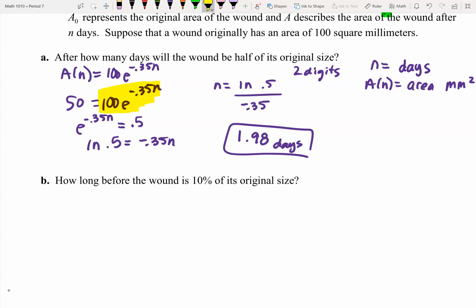How do you check it? See that yellow? Stick in the yellow. Where you see N, hit a mem bar, and you better get a 50. So I'm plugging it back in. So you go 100, second, ln, negative 0.35, mem bar, enter, close it, enter, bam. I just checked it. Plugged it back in, I got a 50. If I would have used 1.98 instead of mem bar, would it have checked out? No, because it's rounded, it's not going to be right.